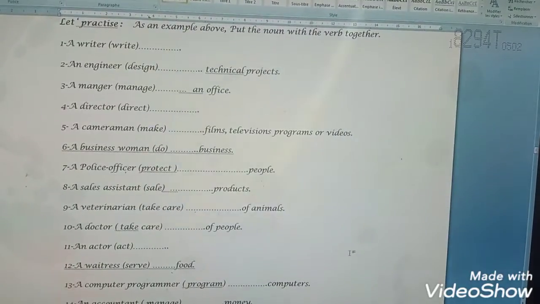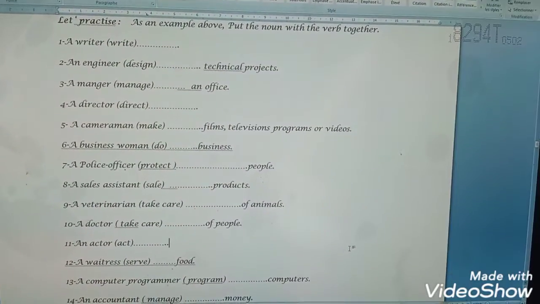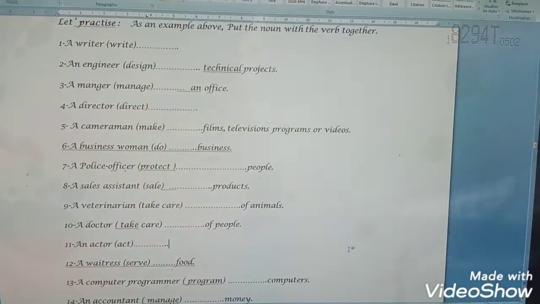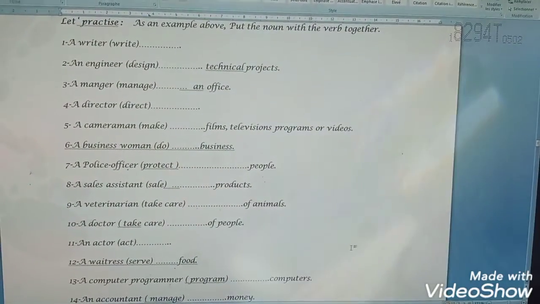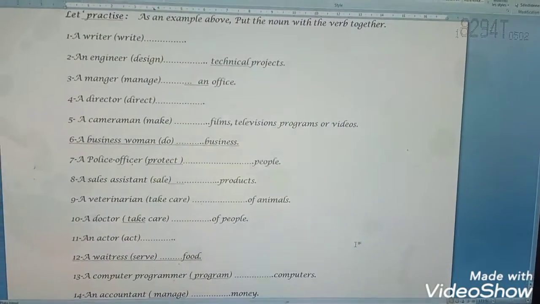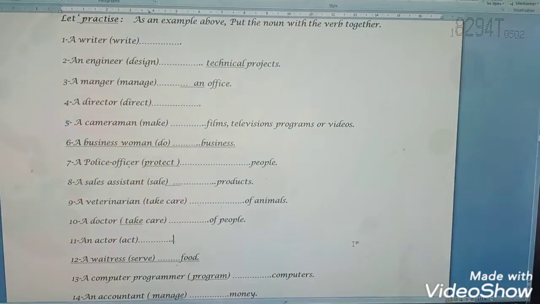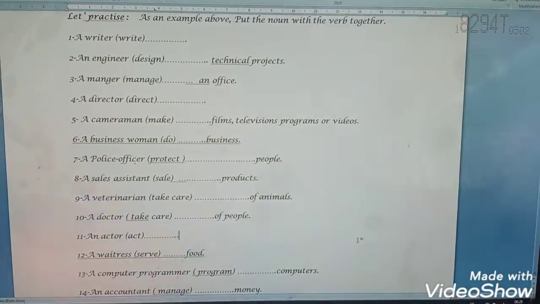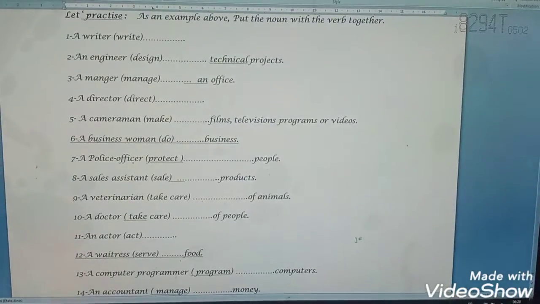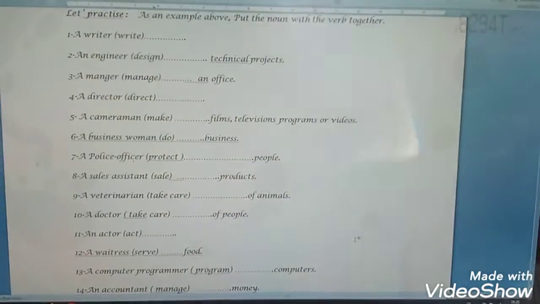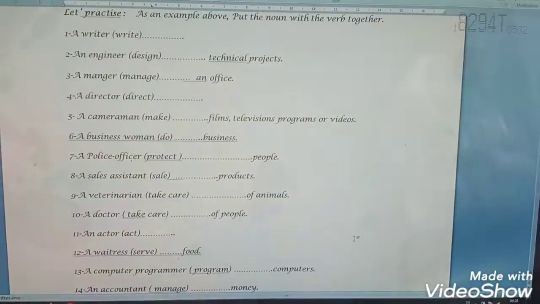You say a writer writes, الكاتب يكتب. An engineer designs technical projects, مهندس يصمم المشاريع التقنية. A manager manages an office, المدير يدير المكتب. A director directs, يعني هنا مدير مؤسسة يوجه.